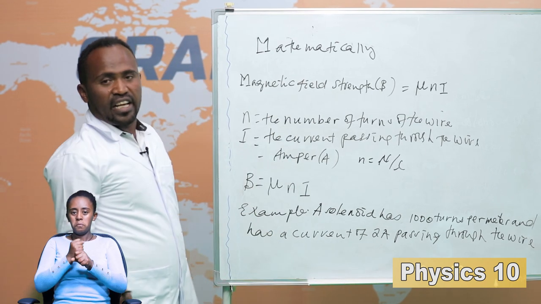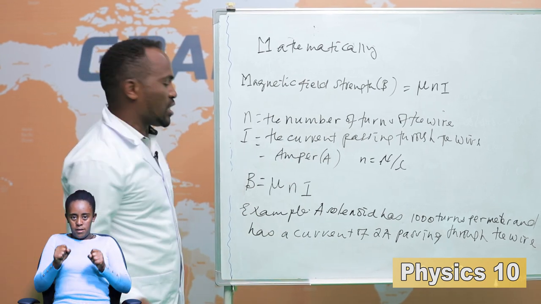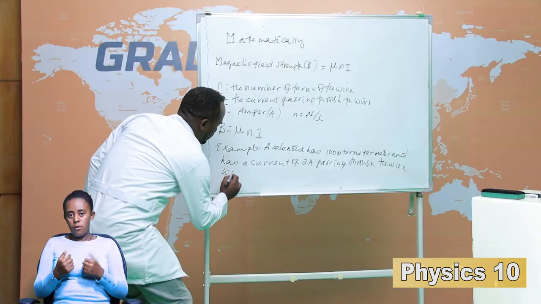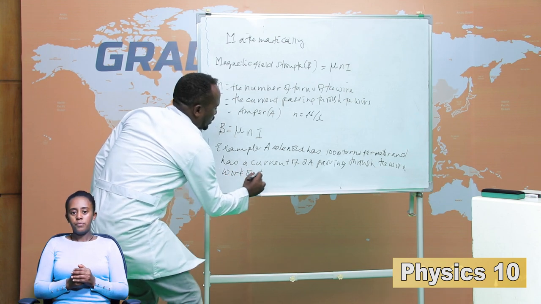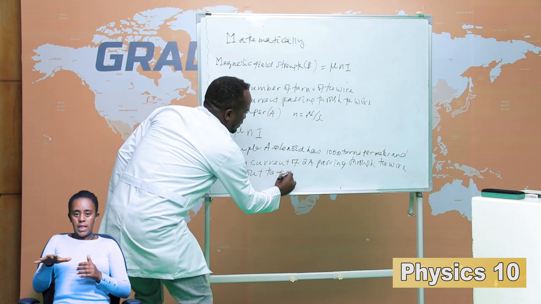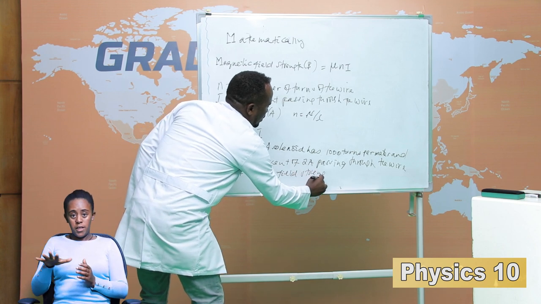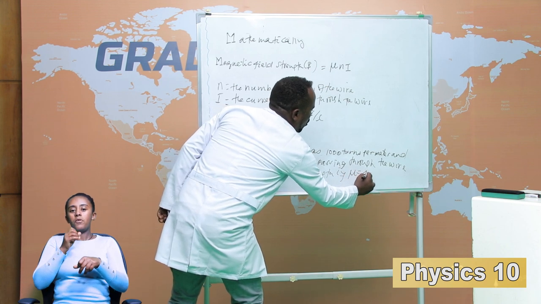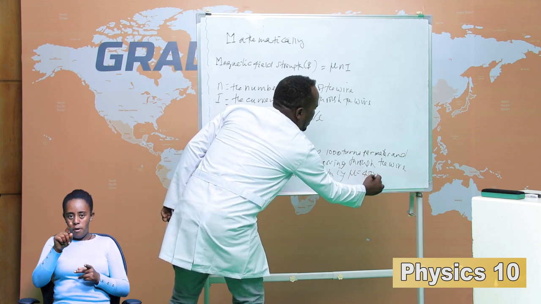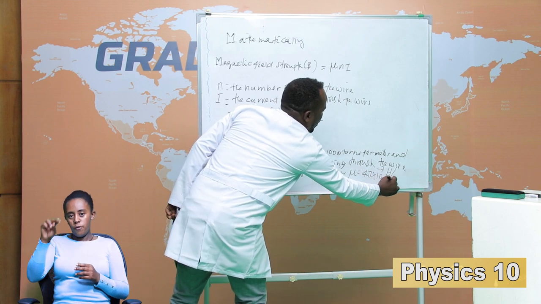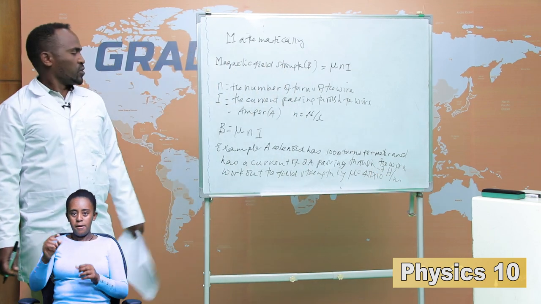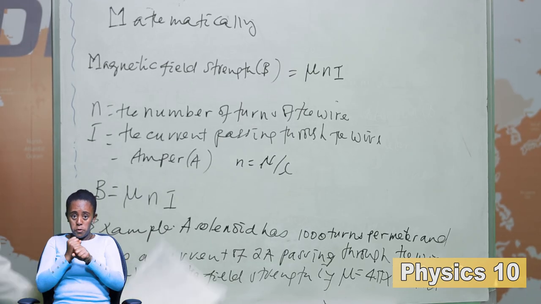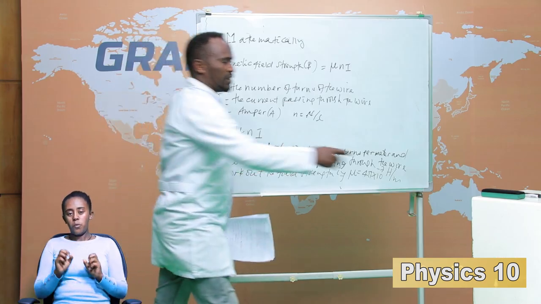Work out the field strength if the permeability of free space is given as 4 pi times 10 to the power of minus 7 Henry per meter. Student, come on, this is given for you. Can you try this equation? If so, let us do it together.